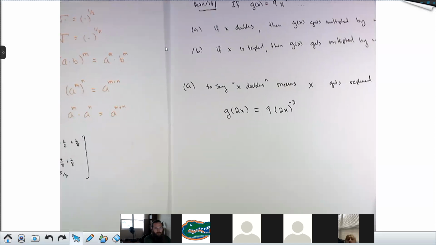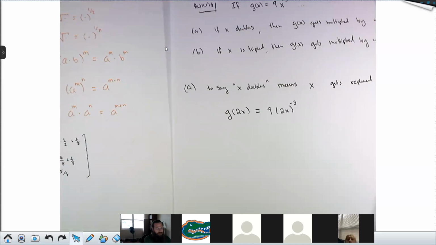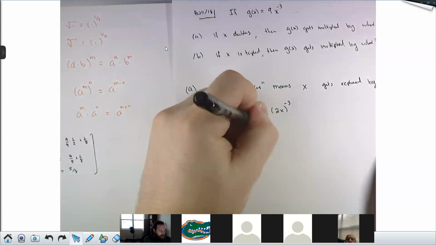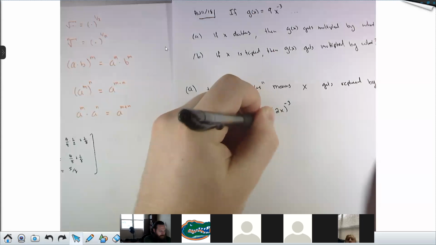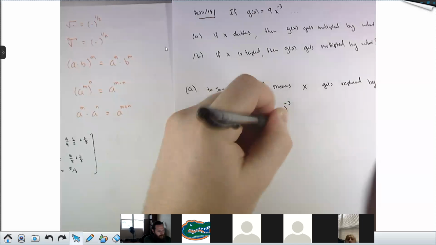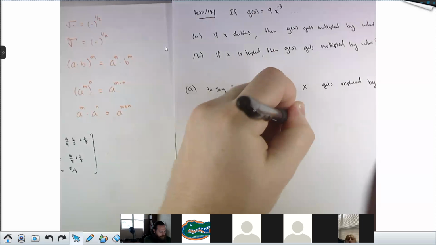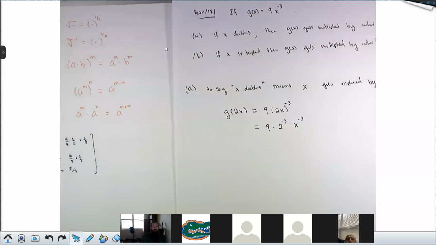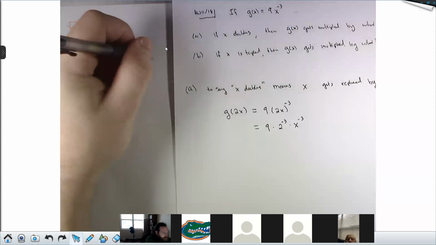So if you look at that third rule, a times b to the m is the same as a to the m times b to the m, and apply that to the 2x to the negative 3, you get 9 times 2 to the negative 3 times x to the negative 3. Everybody see that? It's this rule.